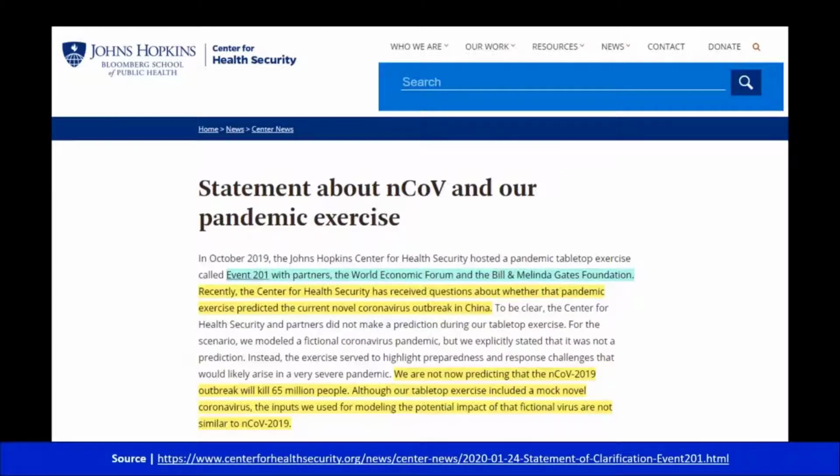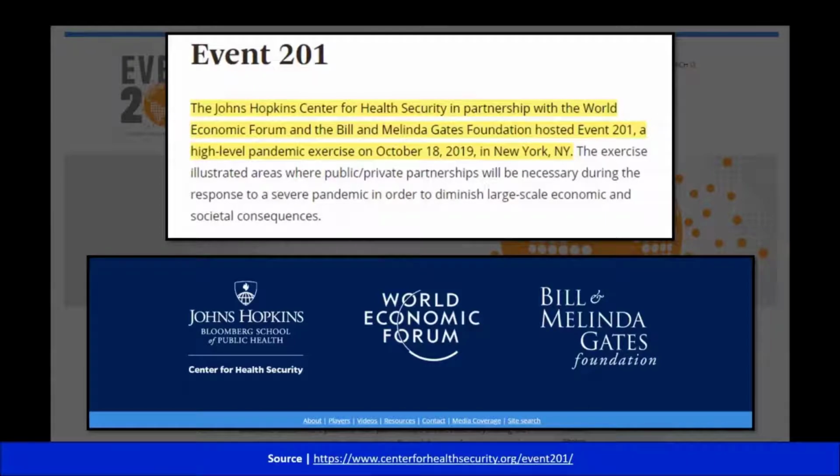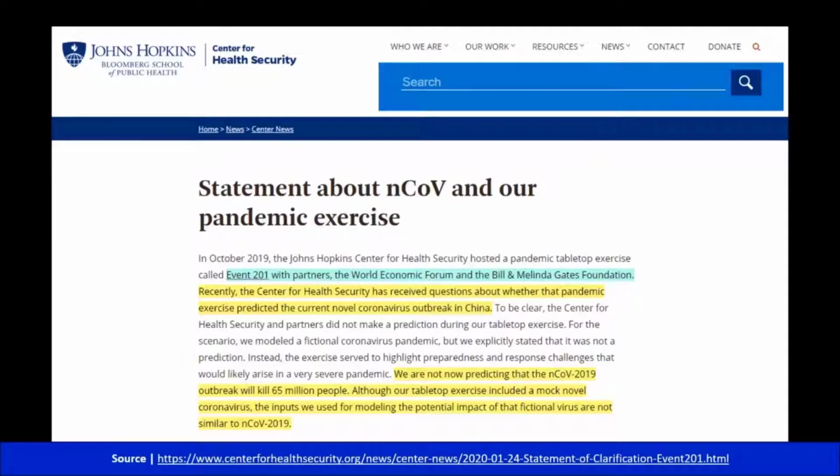So first, the statement. Of course, people are like, imagine you hear about this for the first time and you think, well, what's going on here? Are you telling me that the coronavirus comes out in 2020 and you guys just ran this pandemic drill just a couple months before that? A lot of people were asking questions. So they put a statement on their website.